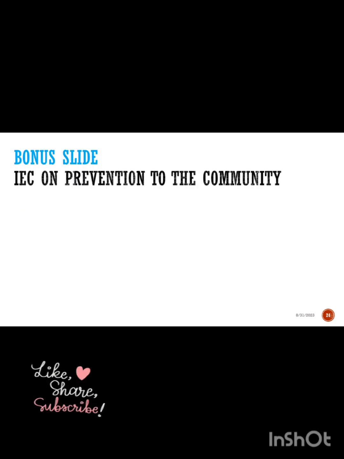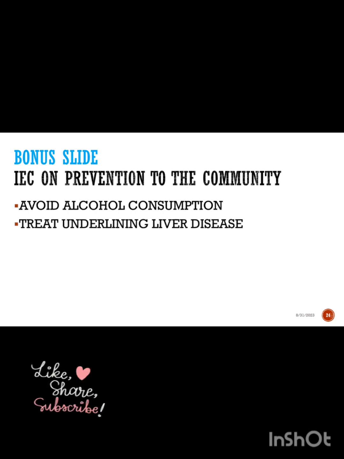So our IEC on prevention of liver cirrhosis to the community: you need to advise the community to avoid excessive alcohol consumption. Then treat any underlying liver disease like hepatitis B, C, and D that can lead to complication of liver cirrhosis. Then vaccination with hepatitis B vaccine. This also can help prevent any problems to the liver.